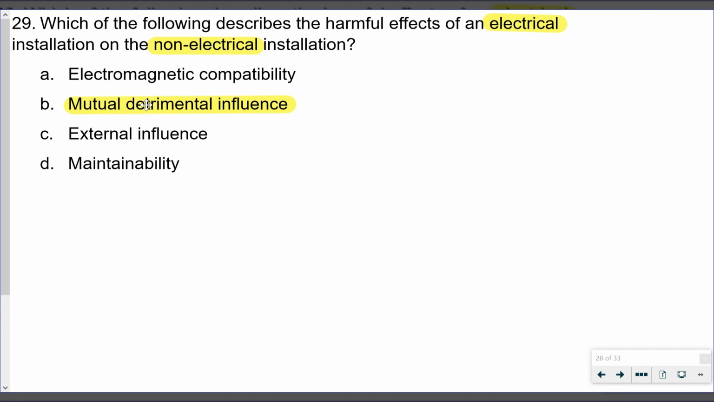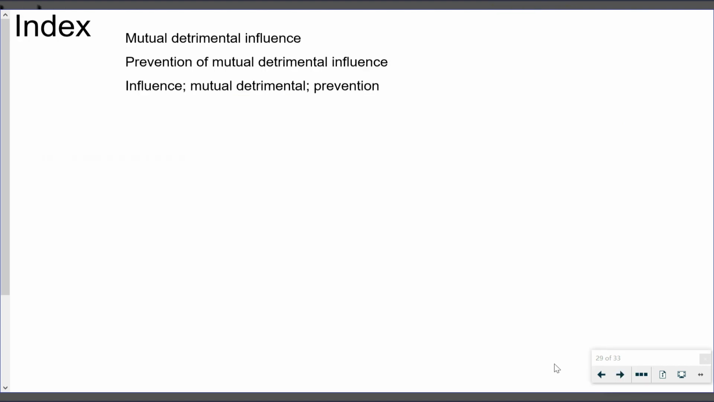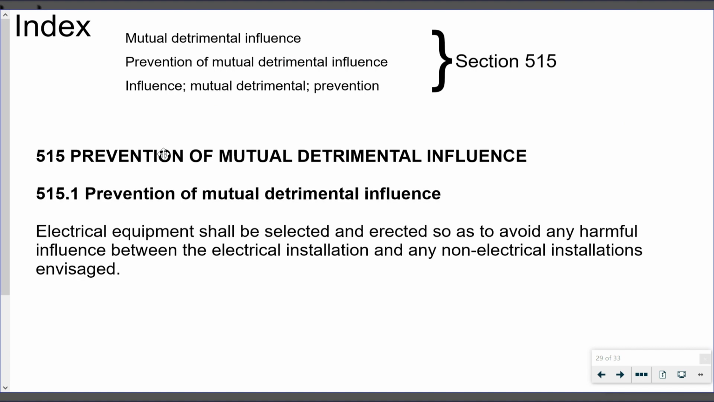So what we can do is we can take a wee search in the index, a couple of different options that we can look at. You could look at mutual detrimental influence, you could look at prevention of mutual detrimental influence, or influence, mutual detrimental and prevention. All of those tells you go and look in section 515. And if you look in section 515, it says there, electrical equipment shall be selected and erected so as to avoid any harmful influence between the electrical installation and any non-electrical installations envisaged.